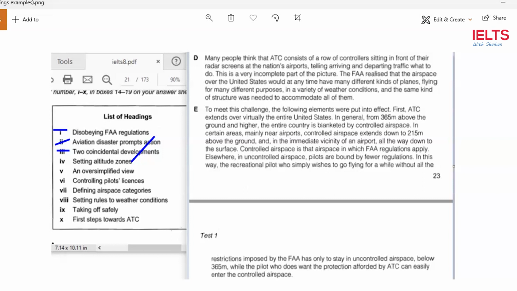Controlling pilots, nothing about pilots or licenses. Defining airspace categories, nothing about airspace and nothing about categories. Setting rules, weather, nothing about the weather. Taking off safely, nothing about safety. And first steps we have already chosen number 10. Now, as you can see here, we repeat the same thing again and again. By this, you gain speed.